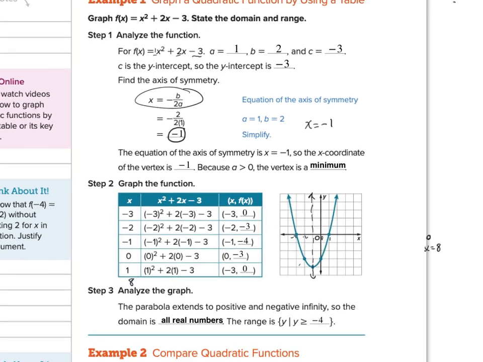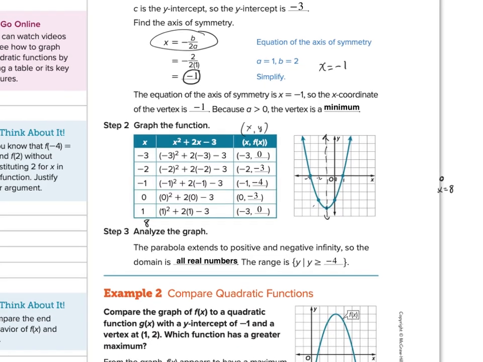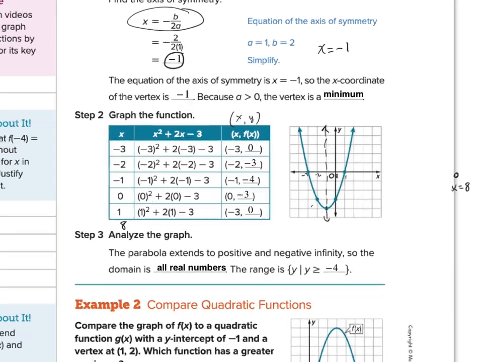They plugged those values in, and they came up with this xy table. And they call it function, right? Function of x, f of x. So this is the x and the y coordinate, because y is equal to f of x. So there you go. They graph those points, and you can see the symmetry forming.